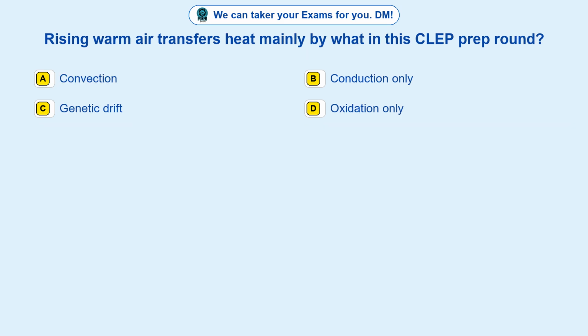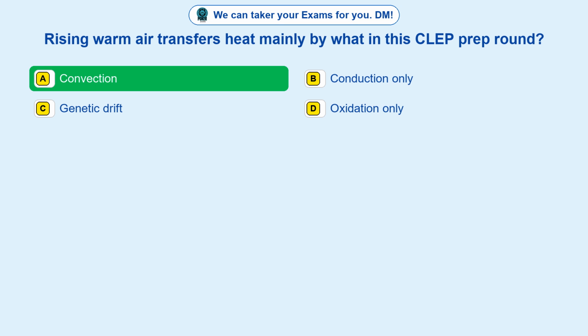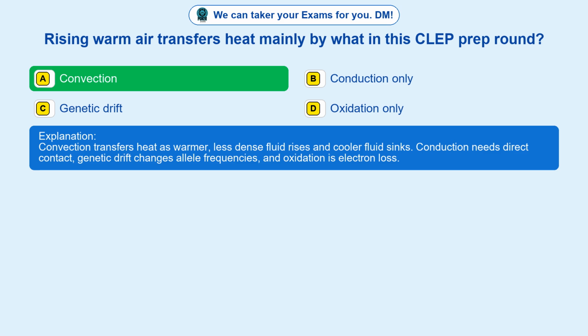Question 76. Rising warm air transfers heat mainly by what in the CLEP prep round? Option A, convection. Option B, conduction only. Option C, genetic drift. Option D, oxidation only. The correct answer is option A, convection. Convection transfers heat as warmer, less dense fluid rises and cooler fluid sinks. Conduction needs direct contact, genetic drift changes allele frequencies, and oxidation is electron loss.